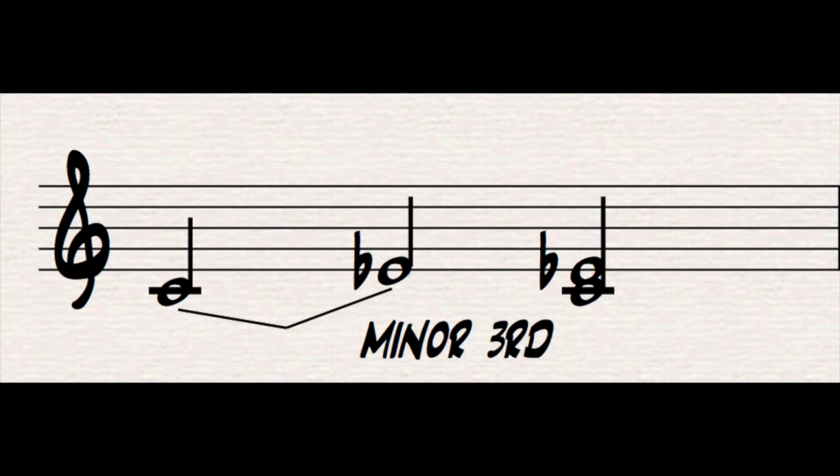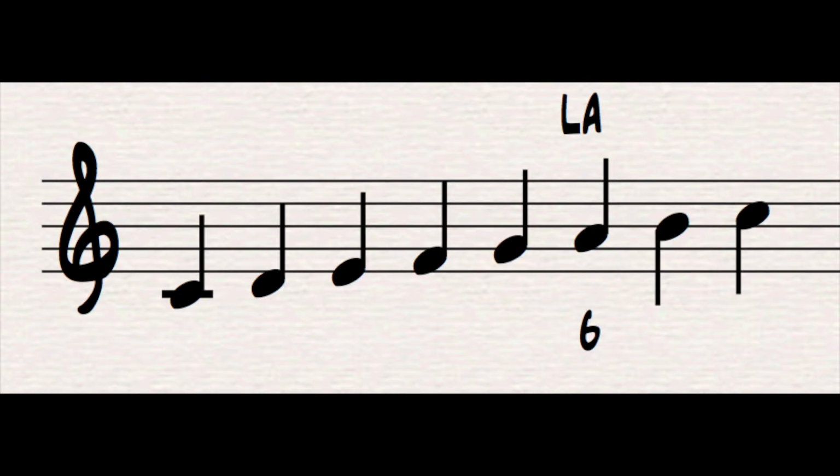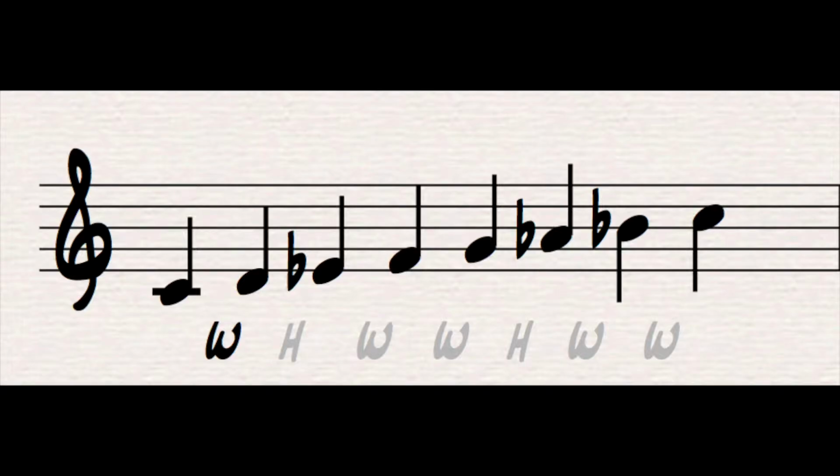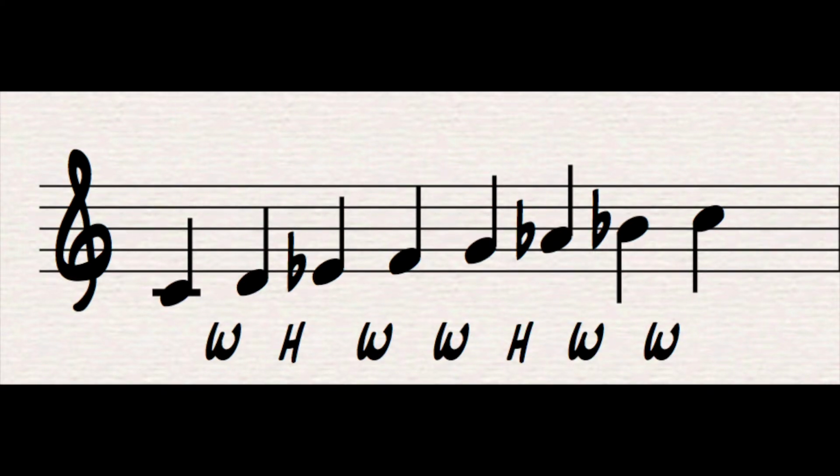The most standard major mode is of course Ionian, and the most standard minor mode starts on the 6th scale degree, or La, and is called Aeolian. Just like we talked about before, Aeolian has 5 whole steps and 2 half steps, and they are in this order: whole step, half step, whole step, half step, whole step, whole step.